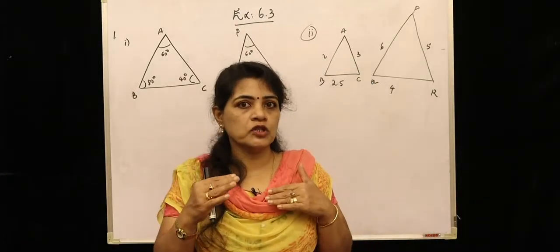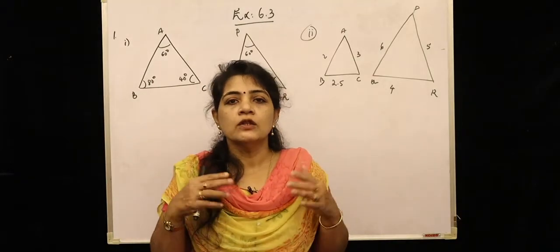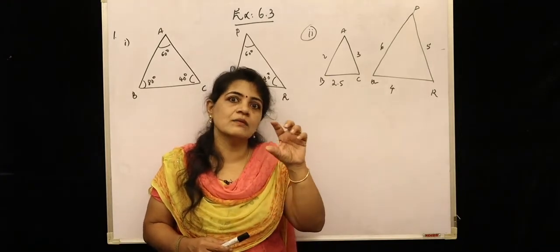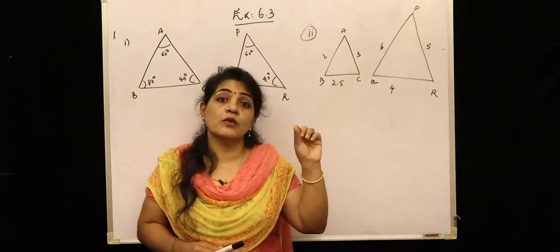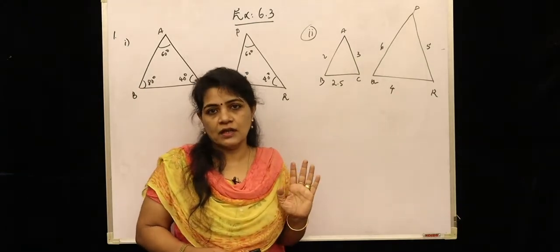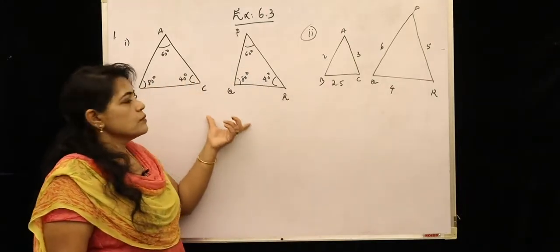as well as the corresponding sides being in proportion, that should also come in its correct position. Then only these two triangles are said to be similar. That is, the similarity symbol implies that corresponding angles are equal and corresponding sides are in proportion. Their ratios are the same, that is the meaning. Let us see the first problem.